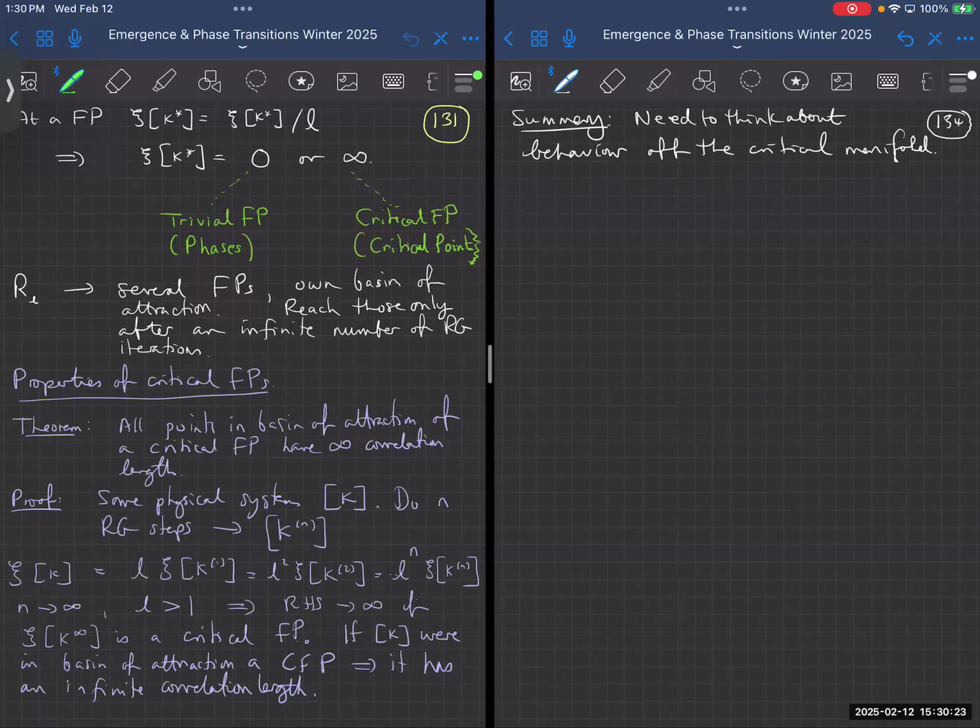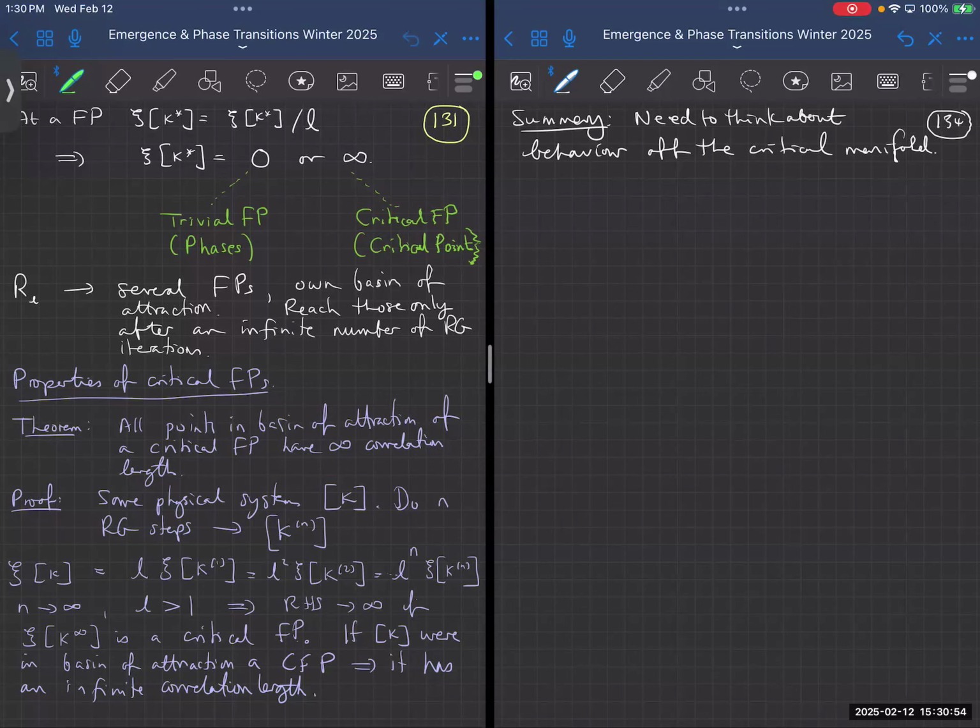So psi then is the transformed correlation length multiplied by L. Now, after one RG transformation, I've got to K1. After two RG transformations, I've got to K2. The correlation length in that case for K2 is psi of K2, which is going to be the original correlation length divided by 2 powers of L, right? And so if I do an infinite number of those, then I get psi of K is equal to L to the n times psi of Kn.